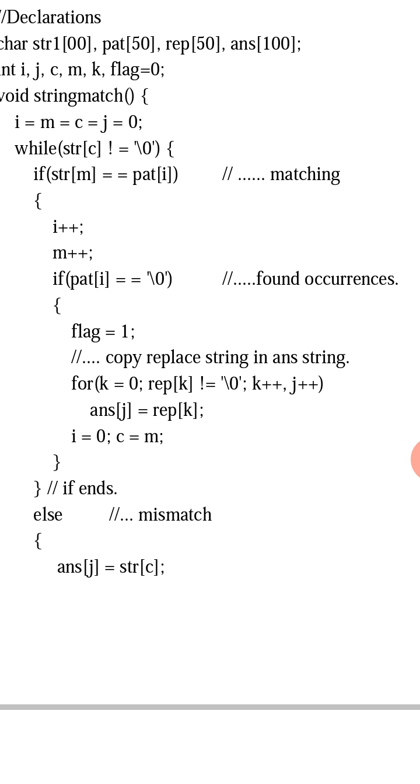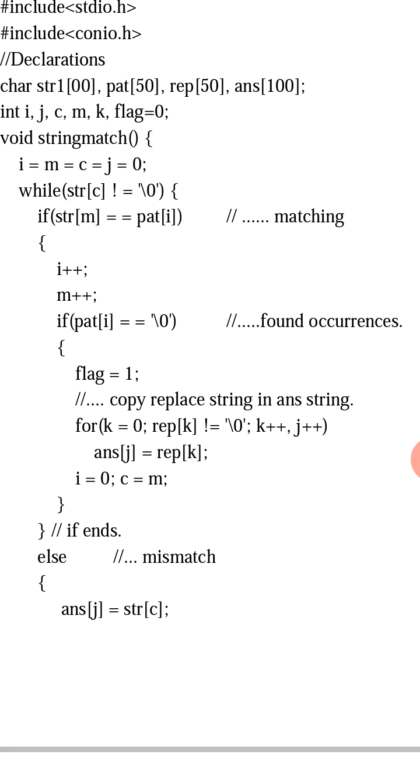After that, as I have stated, I need to compare character by character, that is, the first character present in our pattern string with a main string character. As M and I are initialized to 0, I am comparing if string of M is equal to pattern of I.